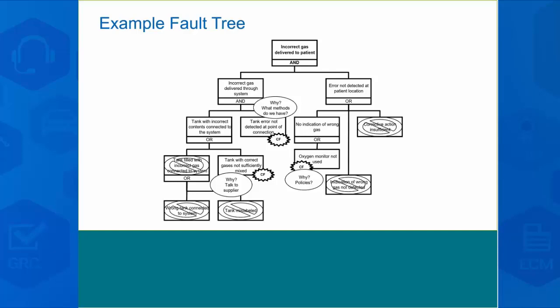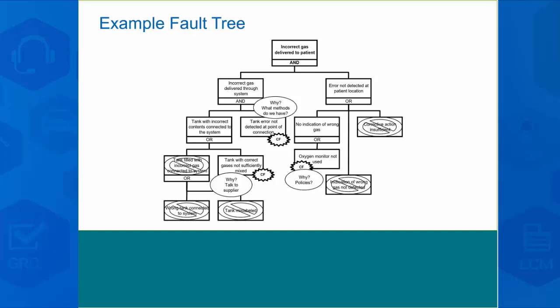This is a quick little tree. I'm not going to go through this in as much detail as I did with the timeline, but you can see here at the top, our loss event is incorrect gas delivered to the patient. That took 2 things to go wrong. That has an AND gate. Incorrect gas delivered through the system and the error not detected at the patient location, okay?